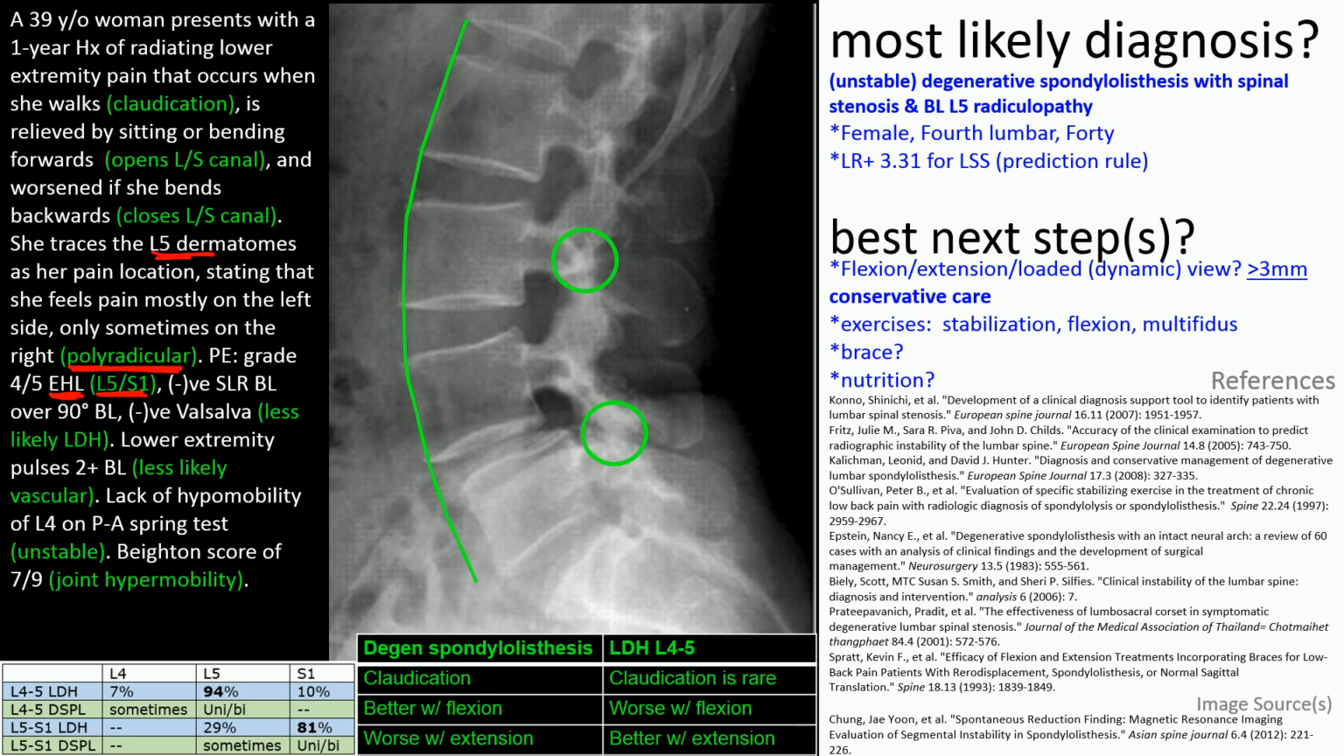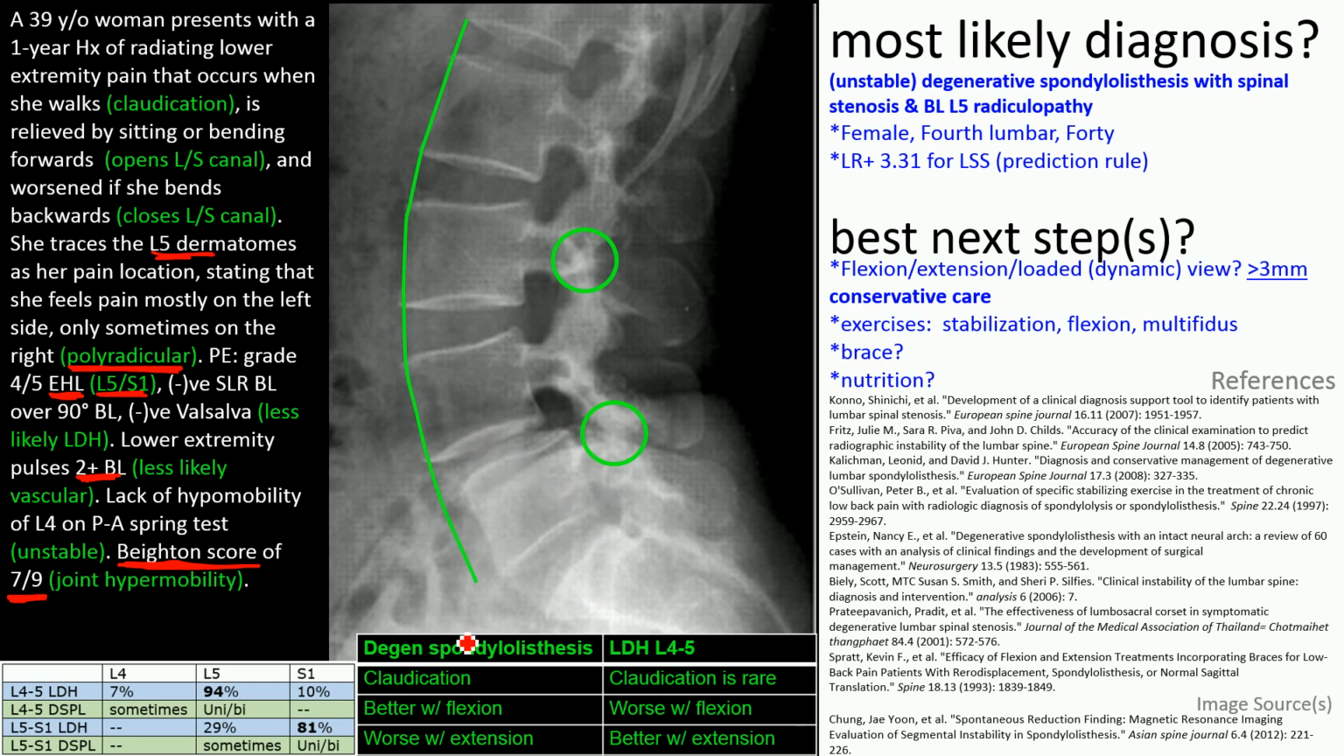So the pulses are normal, which is very nice because it helps to rule out the vascular claudication. And the Beighton score, that is something that you can look at for ligament laxity, which if you're suspecting degenerative spondylolisthesis, can help predict instability of the segment. So it's a clue that the ligaments are not tight and basically things can slip.